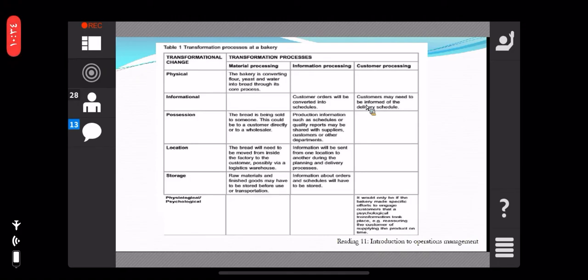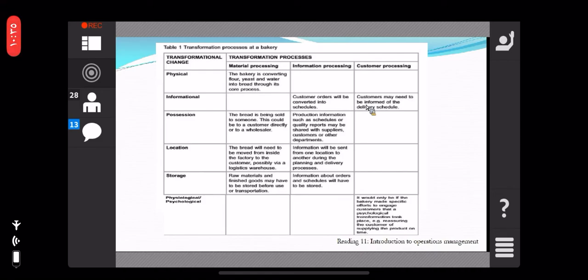Whereas storage after location: storage is basically where raw material and finished goods may have to be stored before use or transportation. You need some space where you are going to put the raw material, plus the finished goods, ready goods or products, where you can store them. Plus in storage, in information processing, information about orders and schedules will have to be stored.